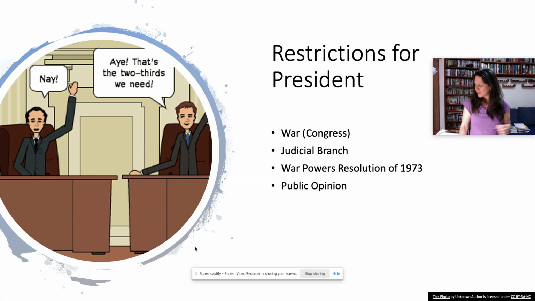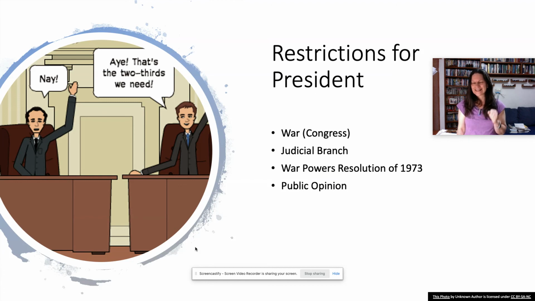The last restriction on the president, but a very important one, is public opinion. As we look at other shapers and influencers, we'll see how, for example, the press or other government officials might shape or guide public opinion towards what they consider important.